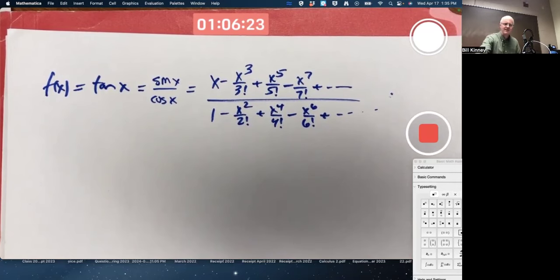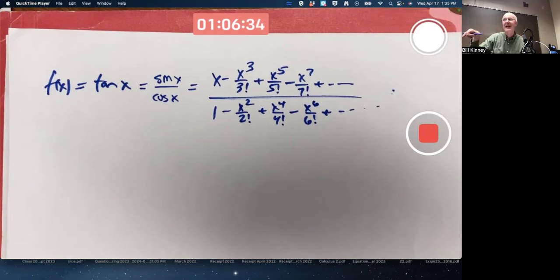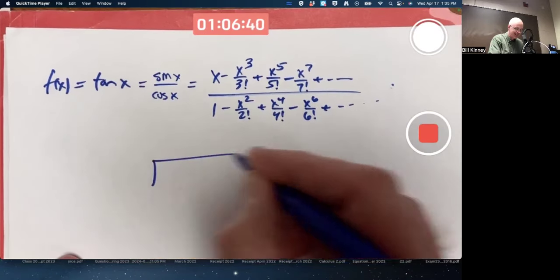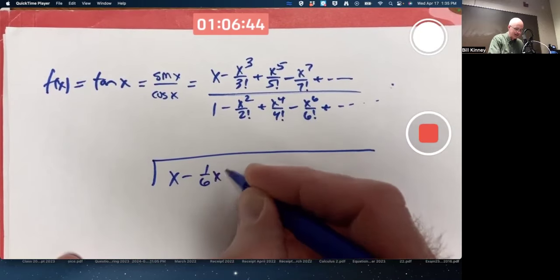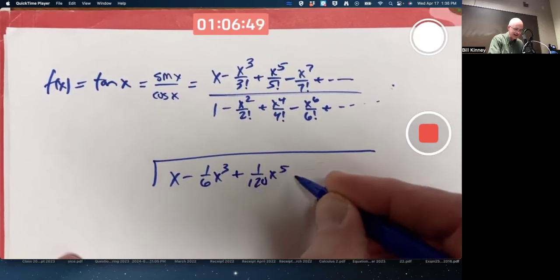So what do I have to do? I have to divide the series? Yes. How? Polynomial long division. Infinite polynomial long division, which is not quite as bad as it sounds. I will also simplify the factorials here. We can do this in a few minutes. It's not as bad as it sounds.